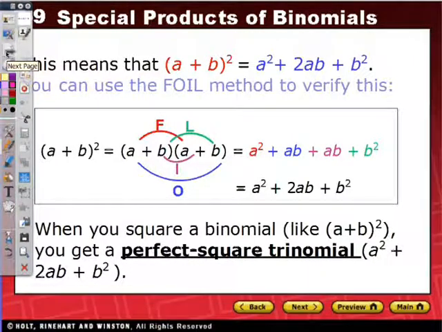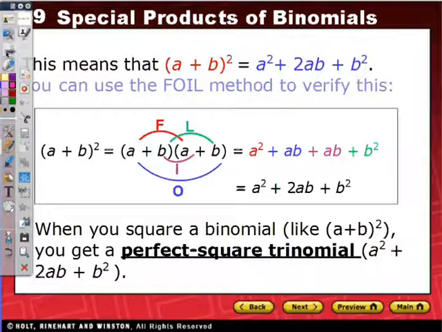So what I want you to write down here is the FOIL part, and you can probably write this in the box near the bottom where it says a plus b squared on the left side. FOIL it out, and then write what it equals when it's all through, which is a squared plus 2ab plus b squared. And this is called a perfect square trinomial. That's going to be really important in the next chapter. That's what you get when you square a binomial: a perfect square trinomial.